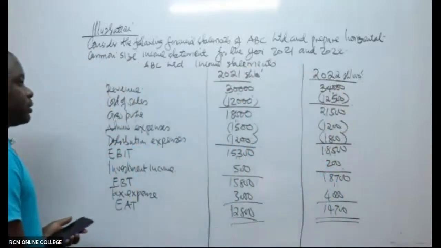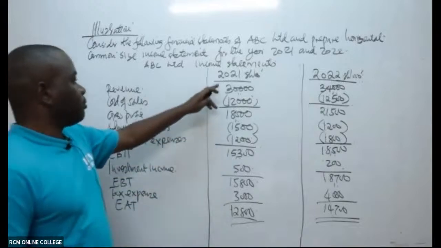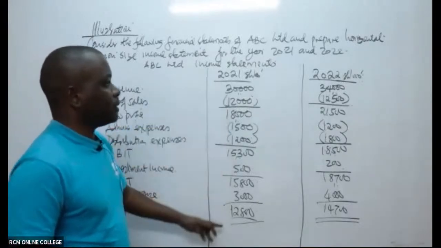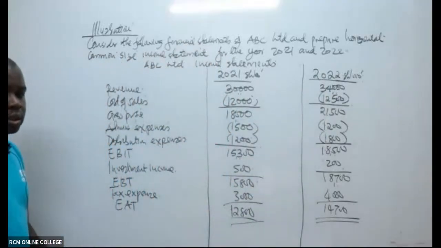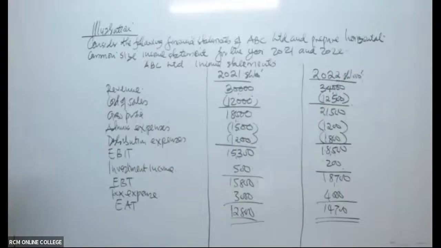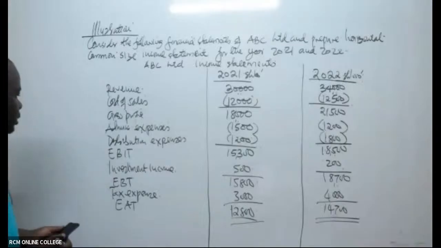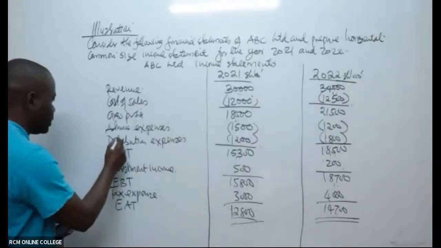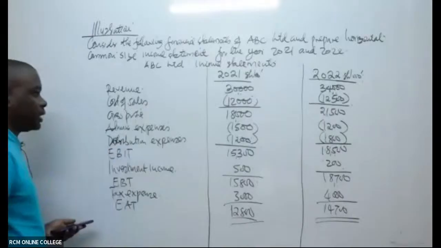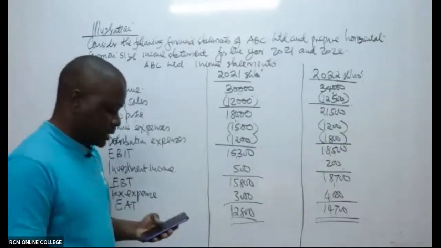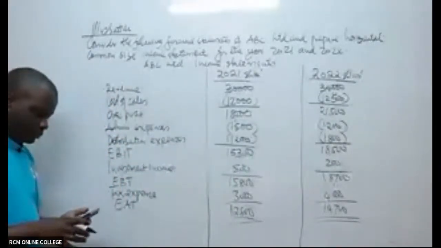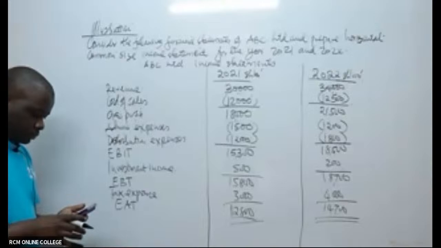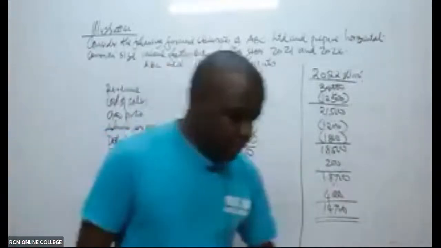So you can copy that. These are the performance for the income statement 2021. These are the performance for the income statement 2022. So you can copy it. If you're done, you can tell me done so that we can now start doing the analysis.